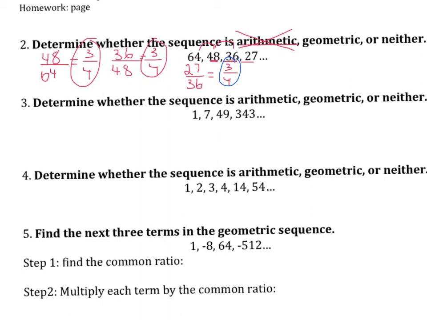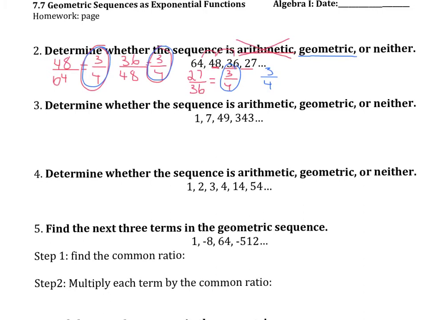So what do we see here? We have a common ratio between each of the terms. What is our common ratio? Our common ratio is 3/4. So it is a geometric sequence. Okay, I want you guys to go ahead and use the same methods and see if you can do number 3 on your own, and let me know if it's geometric, arithmetic, or neither. And we'll take a look at example number 4.